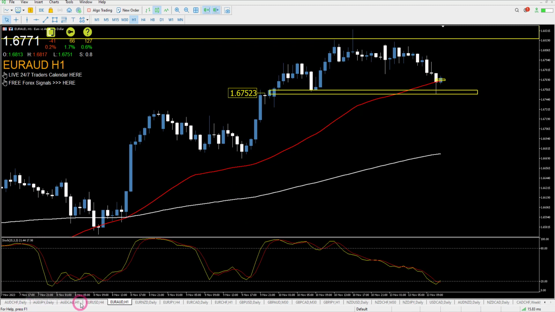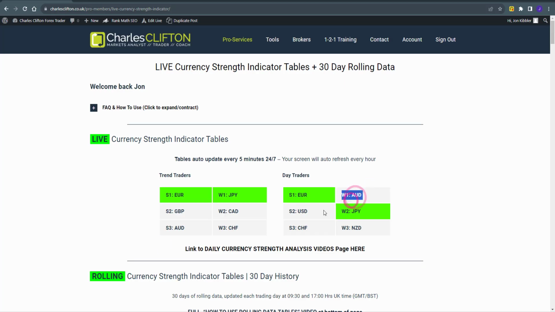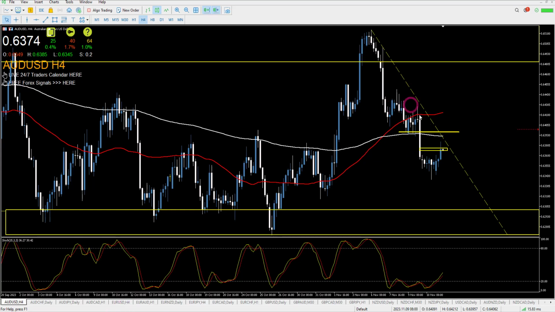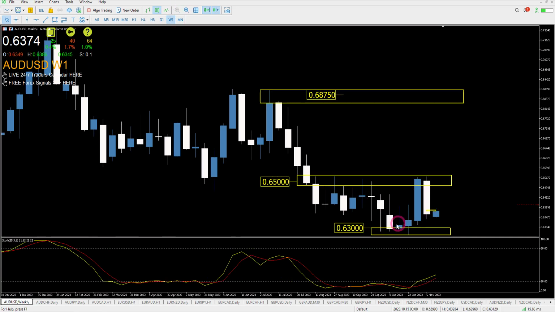Another market we did look at last week was the Australian dollar versus the United States dollar. We were looking at this downward trend at the time as well, and it's still the same. We've got Aussie as W1 and the US dollar as S2 at the moment, so we've still got that potential downward play here. On the weekly, we closed bearish. We've got these weekly lows down at 0.63 that could be targets.